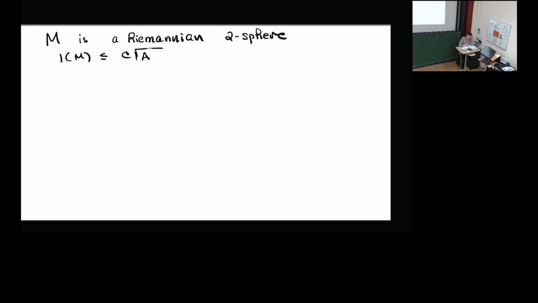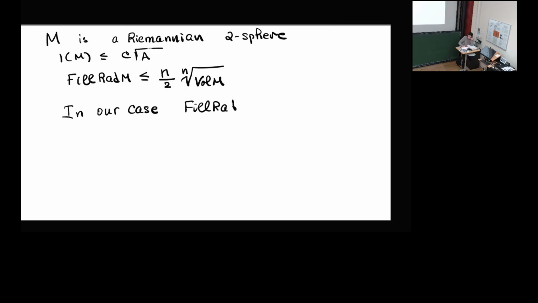This time, this is going to come through the filling radius. It was demonstrated that the best bound currently known for the filling radius is in terms of the volume, n over 2 n through the volume. And so in this case, what we get is that the filling radius is just bounded by the square root of area.